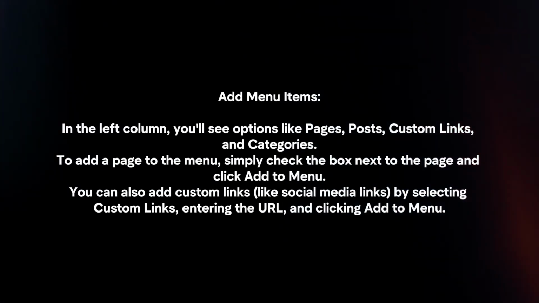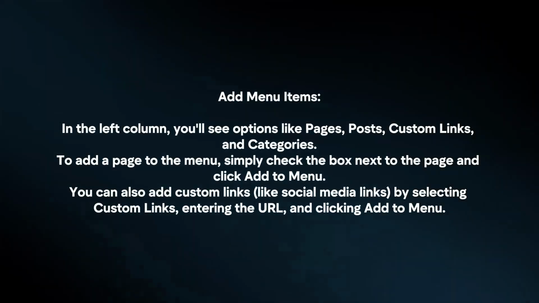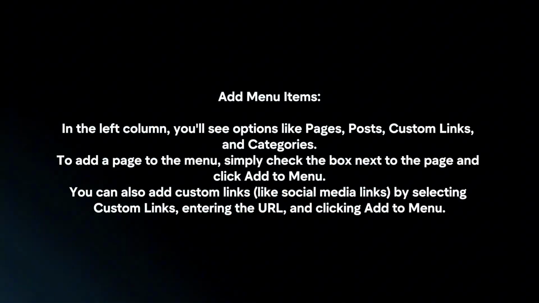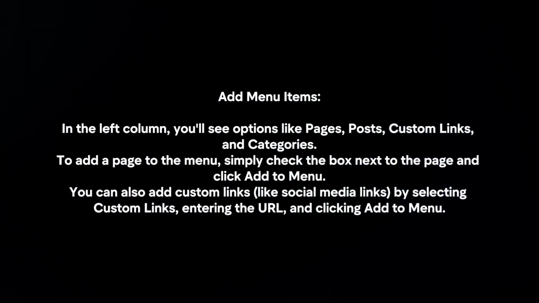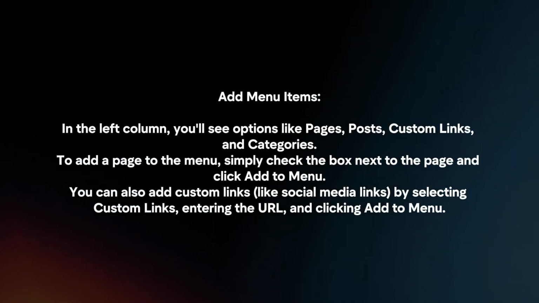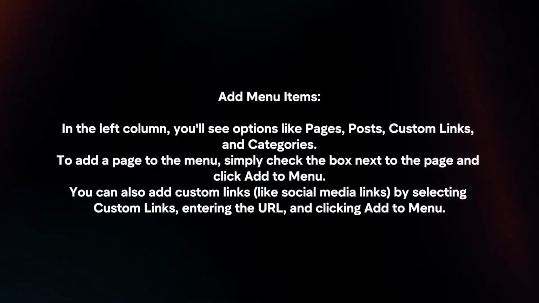Add menu items. In the left column, you will see options like Pages, Posts, Custom Links, and Categories. To add the page to the menu, simply check the box next to the page and click Add to Menu. You can also add custom links by selecting Custom Links, entering the URL, and clicking Add to Menu.